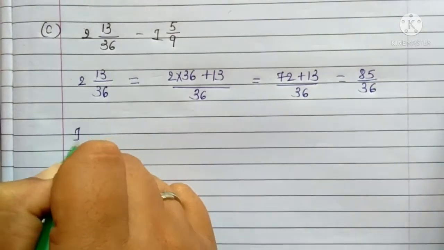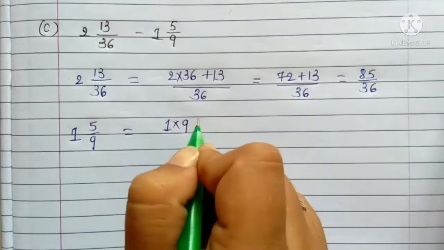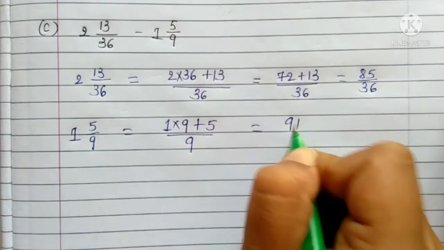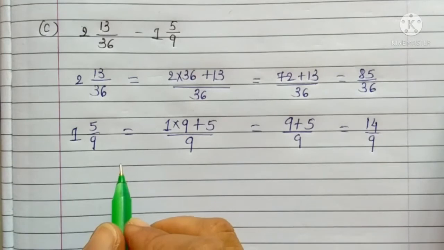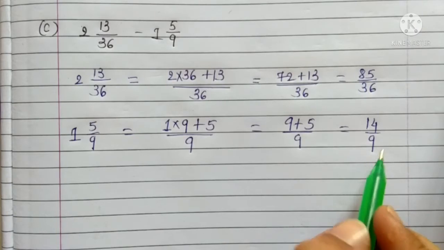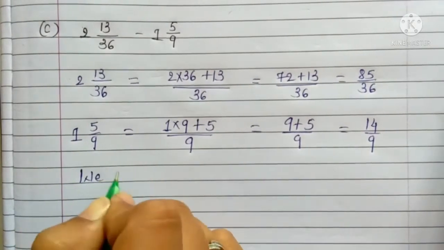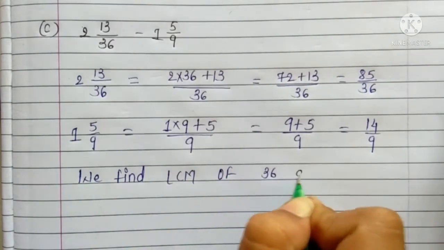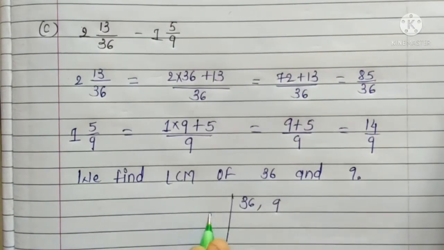Next, improper fraction of 1 complete 5 upon 9 is equal to 1 multiplied by 9 plus 5 upon 9, and this is equal to 9 plus 5 upon 9, and this is equal to 14 upon 9. Now we convert unlike fraction into like fraction. For that we find LCM of 36 and 9. We find LCM of 36 and 9. For that we use common division method.